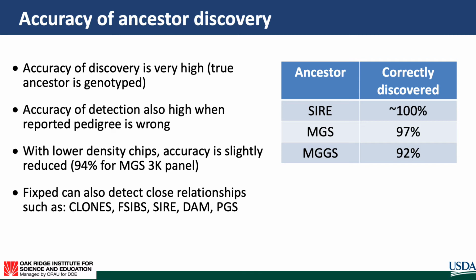The accuracy of ancestor discovery is really high, and it's very high if the true ancestor is genotyped. It's also very high when the reported pedigree is wrong. If we move to lower density chips, for example 3000 SNP panels, the accuracy is slightly reduced. And finally, we have developed new features in FixPed that allow us to discover and confirm close relatives such as sires, dams, full and half sibs, clones, and paternal grandsires also.